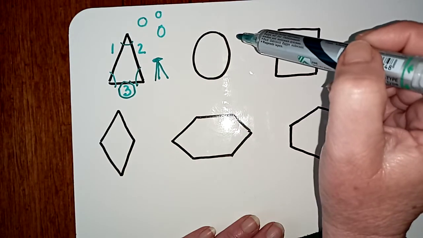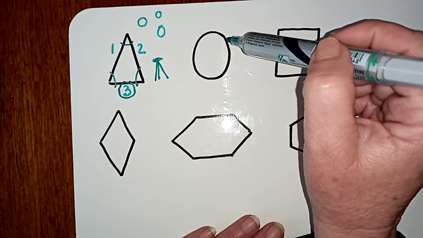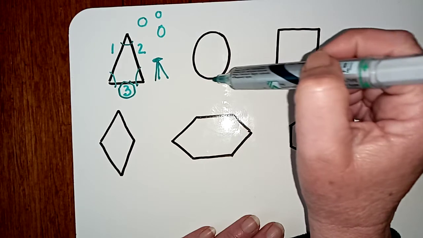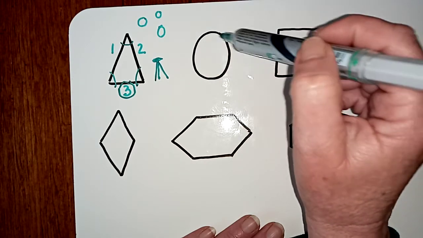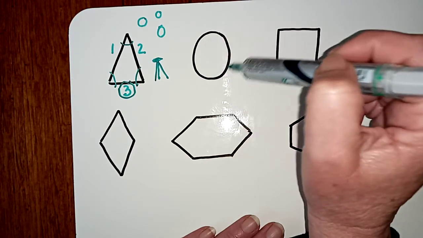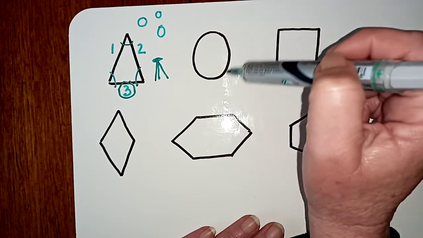A circle is just a circle. It has no sides. So the word circle is just that it has no sides and it goes all the way around.